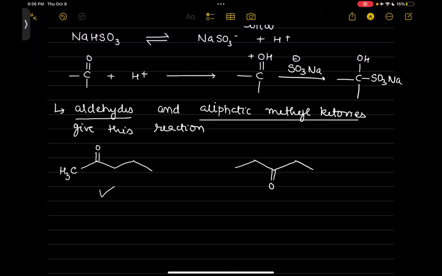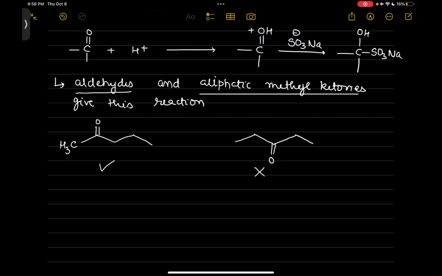So this can react, this will not react. Why is CH3 so special? Jaslyn, why? Marwa, why CH3? Any idea? Because that will make this group smaller. Got it? So they can react.